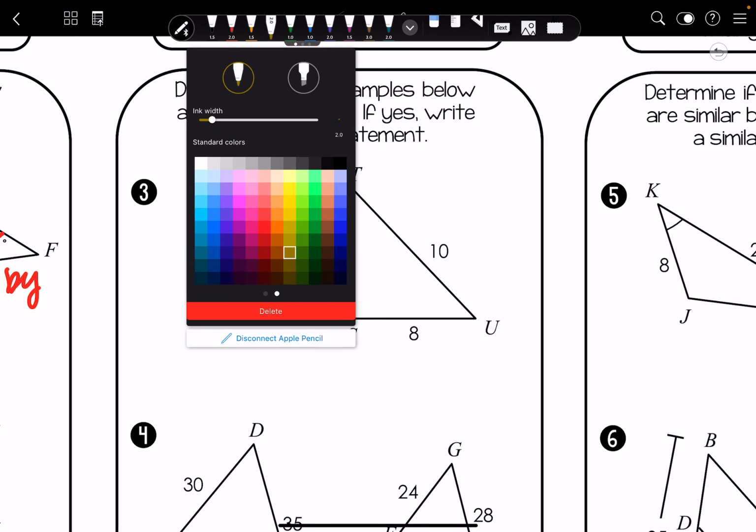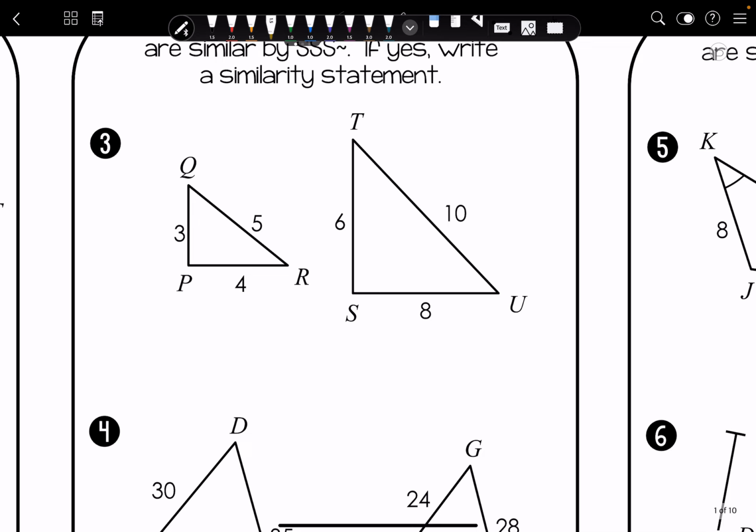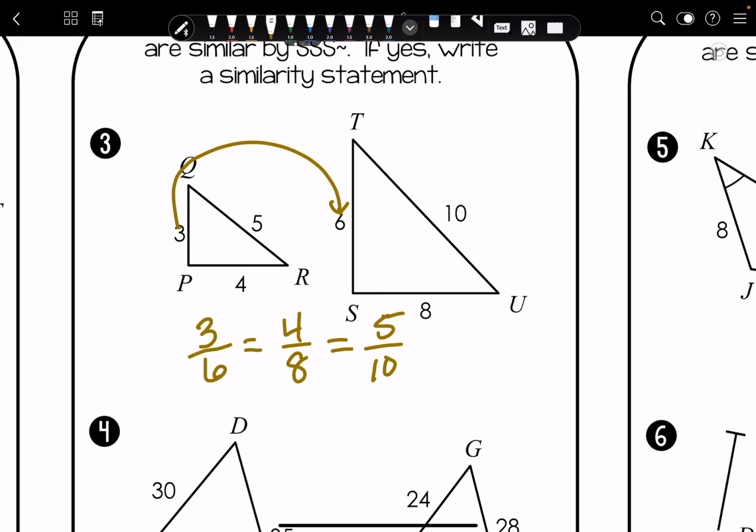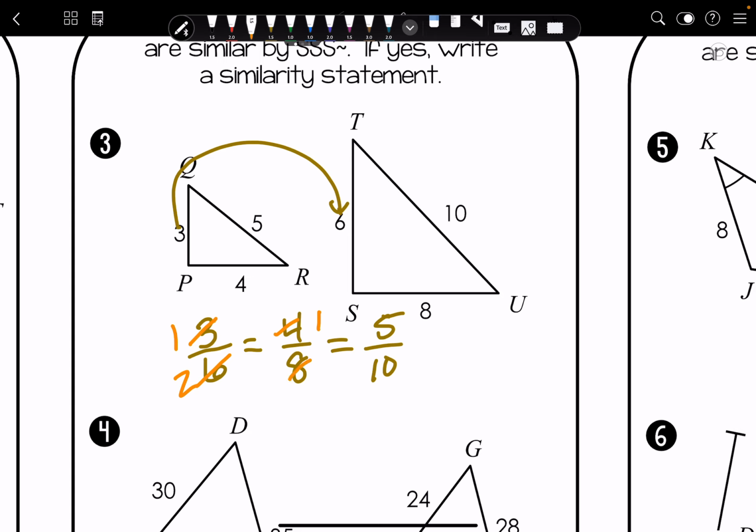Let me make my pen a little bit smaller. All right, so we're going to determine if these are similar or not, and we have to figure out which ones are corresponding. For me, it looks like the 3 and the 6, and then the 4 and the 8. So I'm just going to set up my proportions, and I'm going to check if they all simplify to the same thing, which in this case, they do. So luckily that works out, and that's in fact our scale.